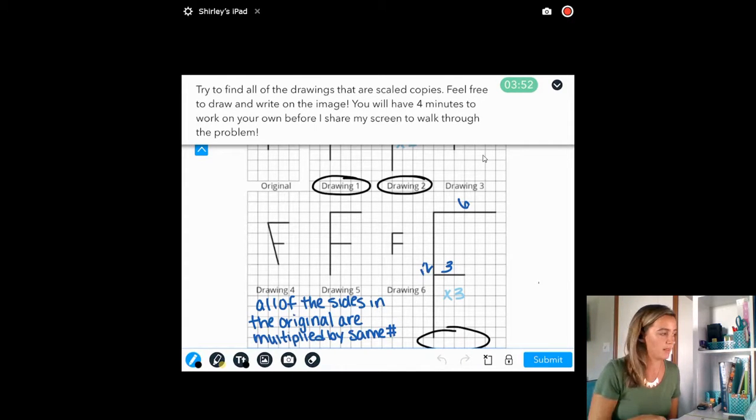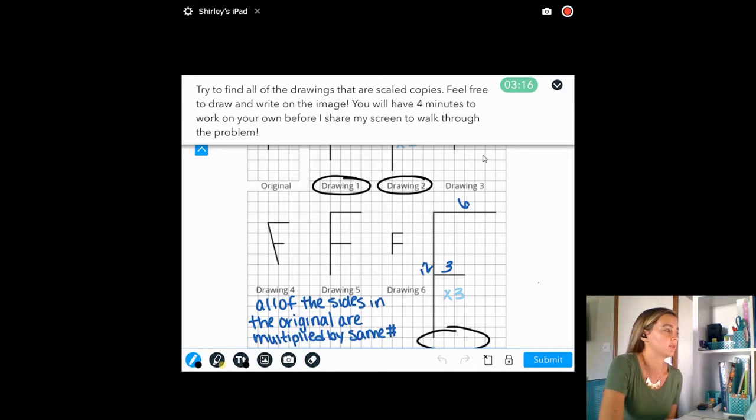As you guys are working on this, I can see everything that you're doing. You can circle it, yeah. Whatever you want to do. If you want to do some math, if you want to count some things. This screen is basically just like you doing the work in your book, but I can see it all at the same time. Because right now I can't see if you guys are writing in your math books. But this is letting me go through and see all of the work that you're doing. So which do you think would be scaled copies of the original?